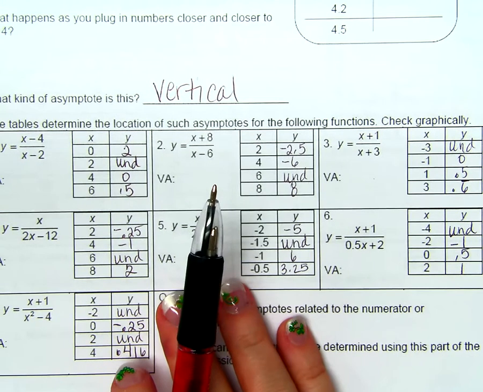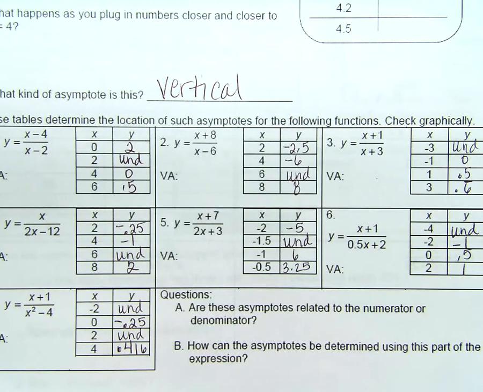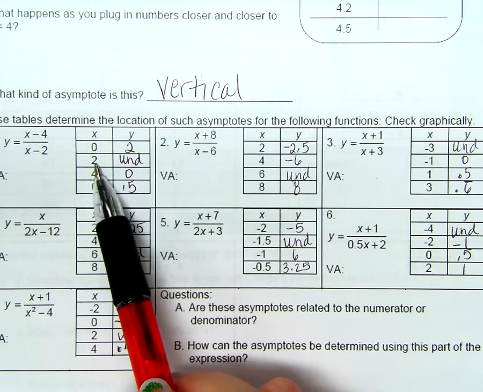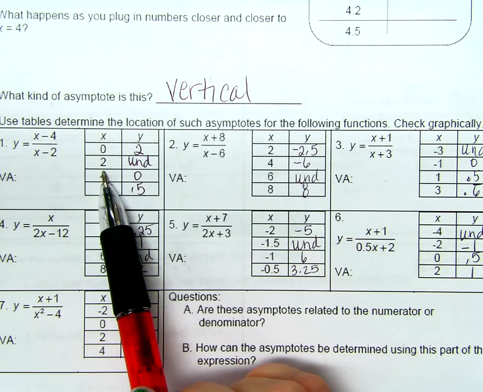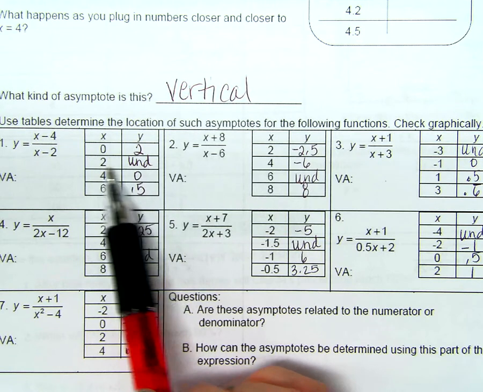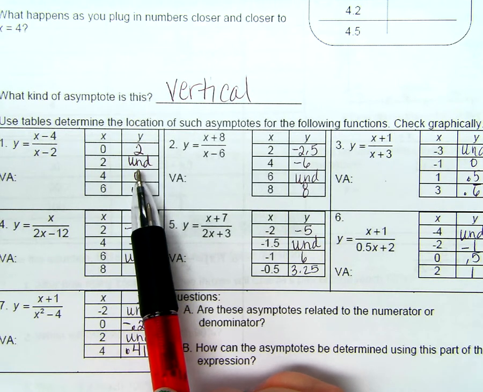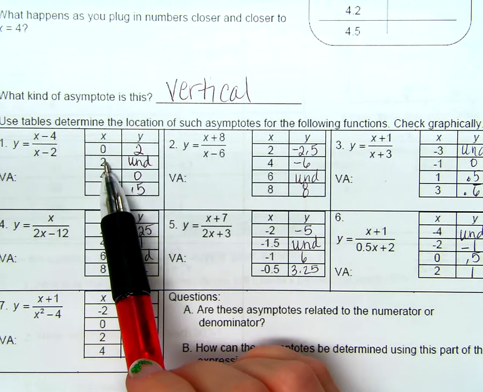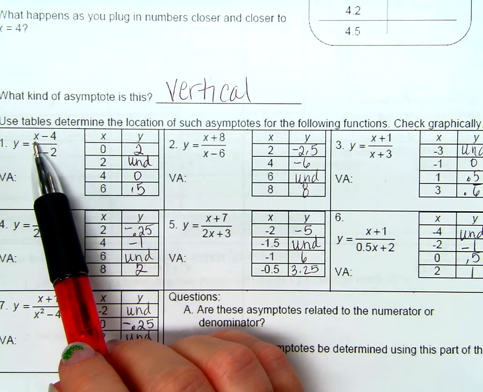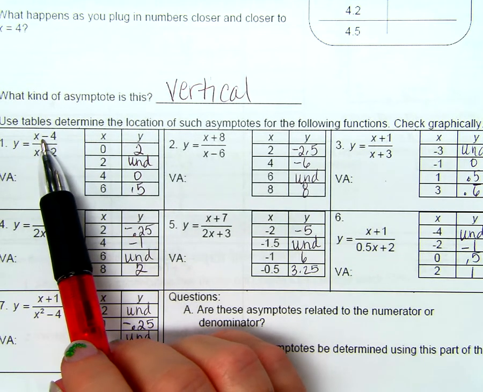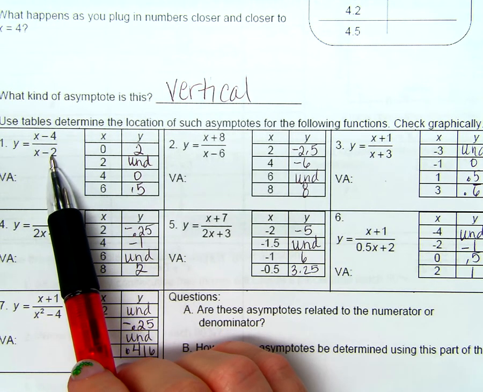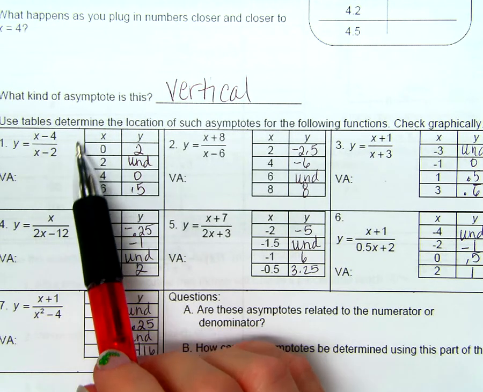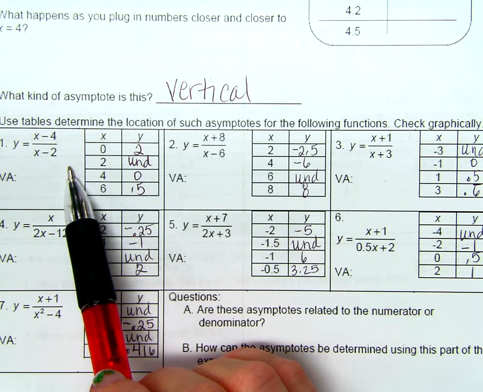So here's the deal about vertical asymptotes. Okay? First of all, looking at problem number 1, why is 2 undefined? When x is 2, y is undefined. Why is that true? What would happen if I put 2 in? What's 2 minus 4? Negative 2, right? What's 2 minus 2? So negative 2 divided by 0, isn't that just 0?